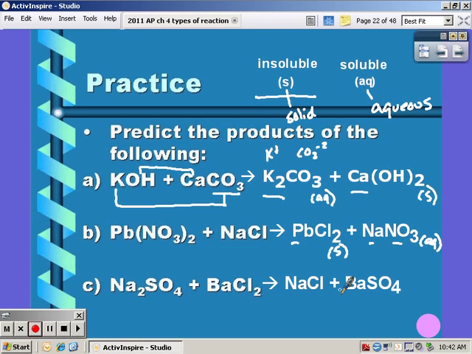For C, you should have got sodium chloride and barium sulfate. You should have gotten that sodium chloride is soluble because it's in group 1A, and barium sulfate is insoluble because barium's one of the 6 insoluble sulfates.